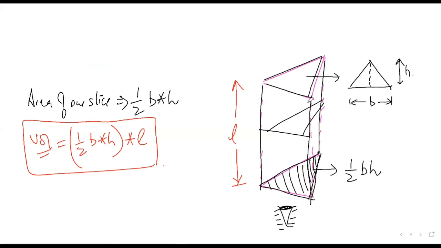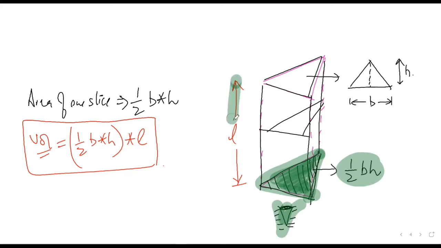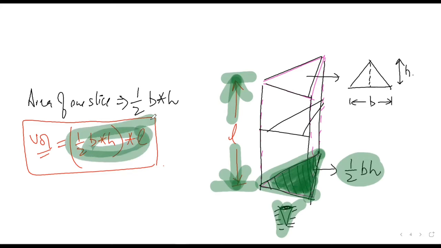Now when I had to find the volume of a figure like this, I found the area of this slice. The area was half base into height. Then I looked at this figure from this angle. I multiplied it by the length of the side at which it is symmetrical. Satya, any doubt? No doubt, sir. So this is half base into height multiplied by L. Any doubt? No doubt, sir.